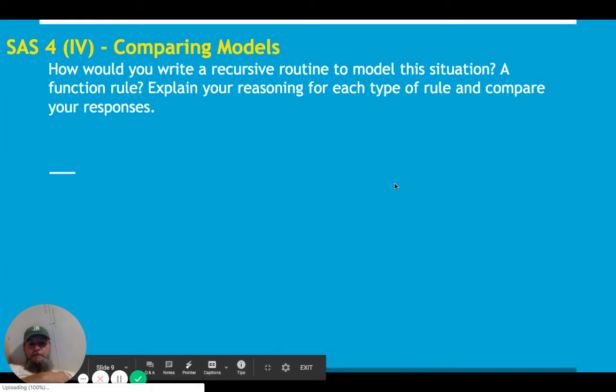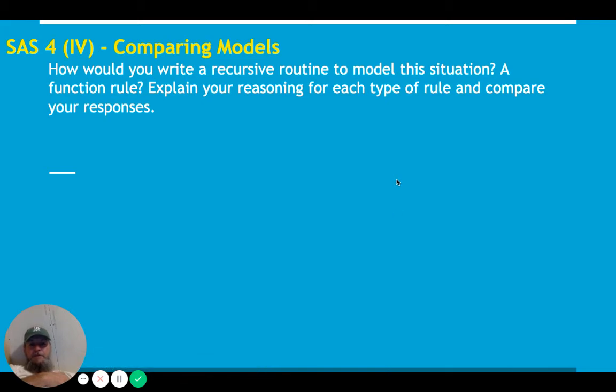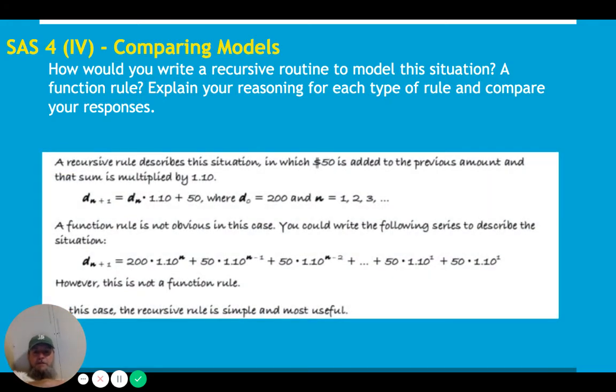And let's move on. How can you write a recursive routine for this situation? How about an explicit rule? Let's explain the reasoning when we write these rules and compare the responses. So the recursive rule described in this situation: $50 is added to the previous amount, and that sum is multiplied by 1.1. So the previous amount is multiplied by 1.1, and then we add 50. And the new amount is that value, where the initial amount is $200, and n is the months as we move on, starting at 1 and 2 and then 3.